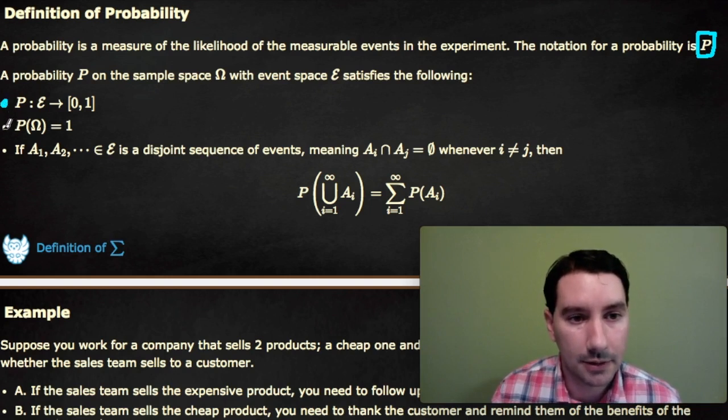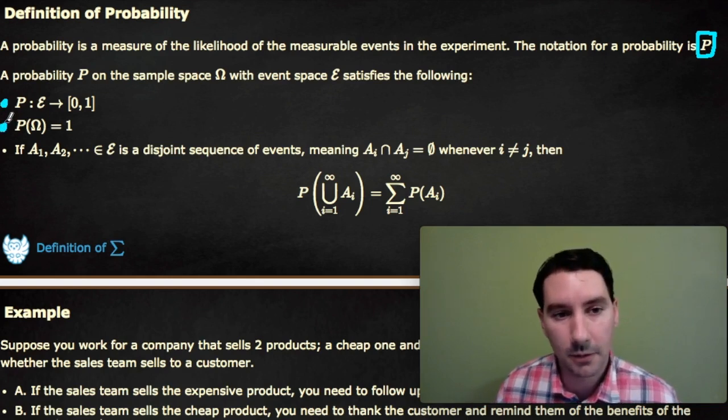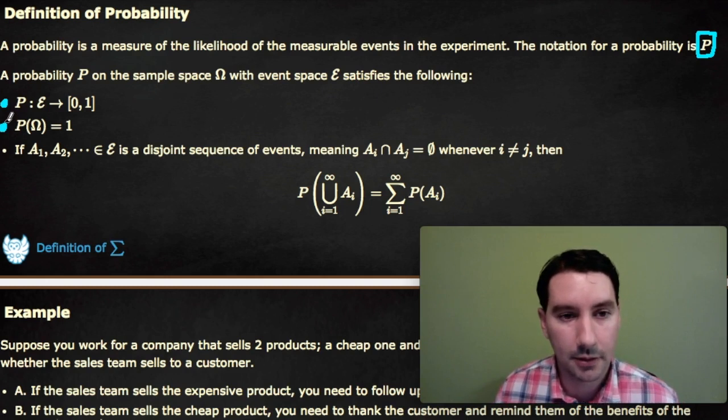So remember, the sample space is an event. That means there's a probability for the sample space. And the probability for the sample space is 1, because we know the sample space will always occur, since it's all possible outcomes.